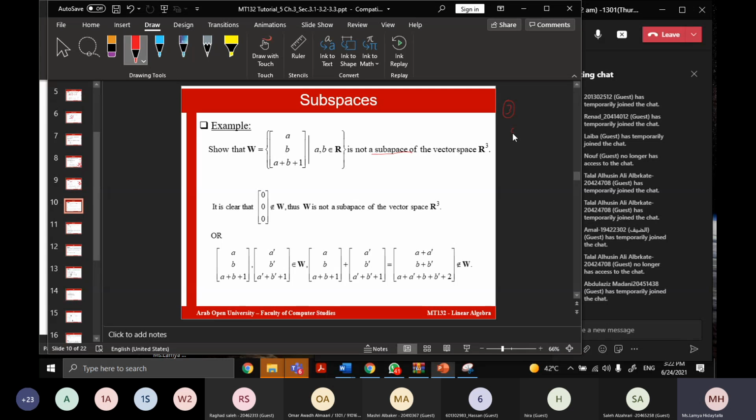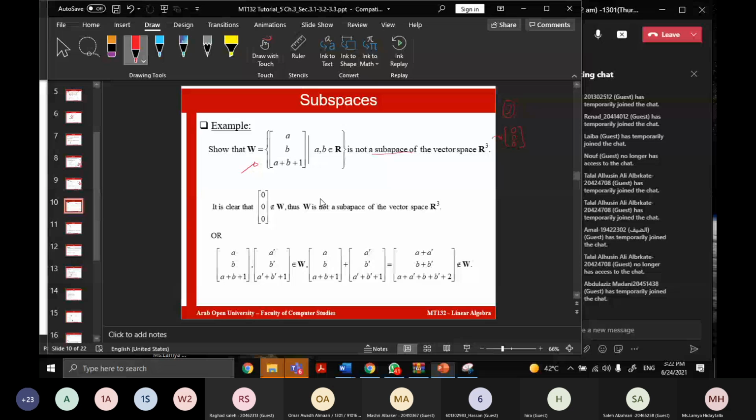First of all, we should have the element 0, 0, 0 for the standard addition of vectors. Well, is this element here or not? What if I put A as 0 and B as 0? So this is going to be equal to 0 plus 0 plus 1. So I can never find this element. Immediately I will say it is not a vector, it is not a subspace. Why? Because this vector is not there. Clear? I can prove it like that or otherwise.